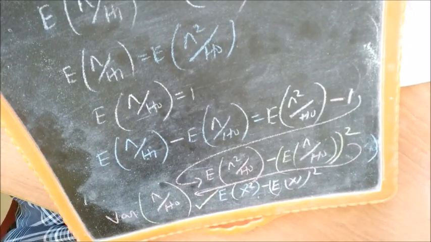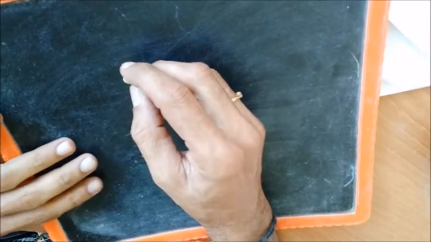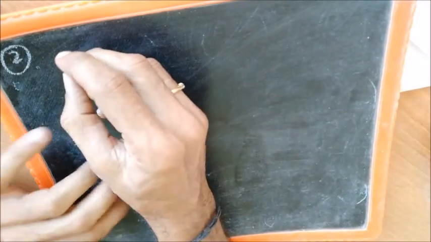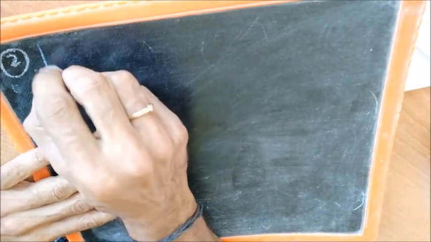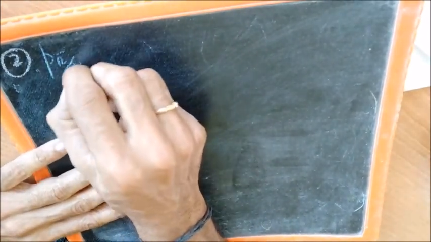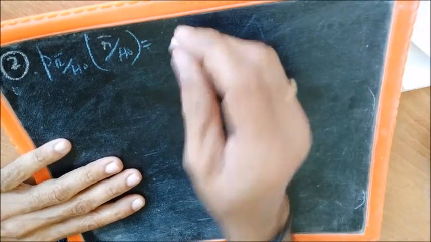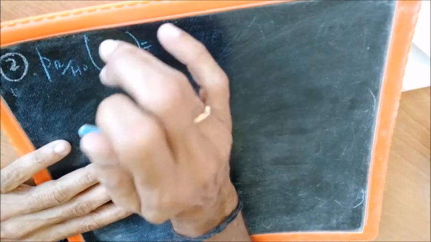Okay, next question is this. This is the second problem that we'll be solving. We are given the density of R given H0 is equal to, of course it's not a random vector, so I will not write it as a vector.